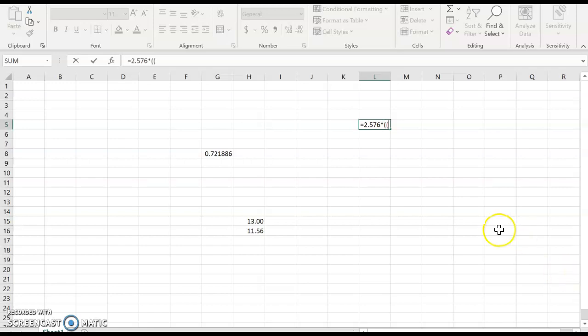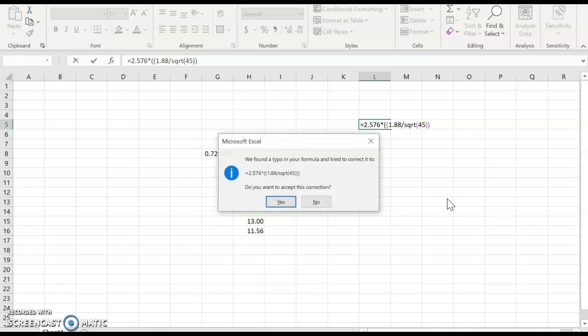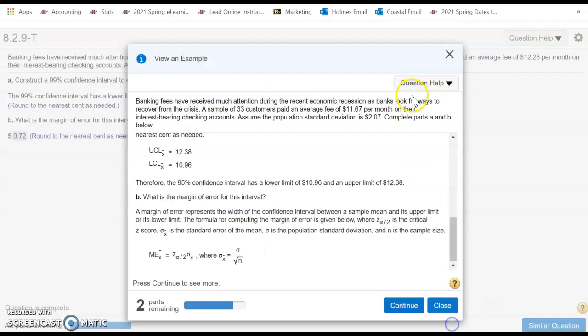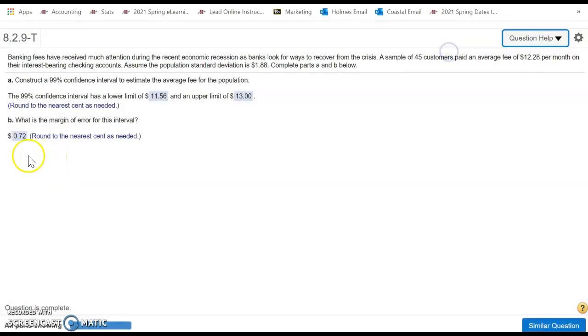the standard deviation, which is, I think, 1.88 divided by the square root of n, which is 45, and you will get 0.721934, and so that would be 0.72. So let me know if you have any questions. You will have to use technology on this problem.